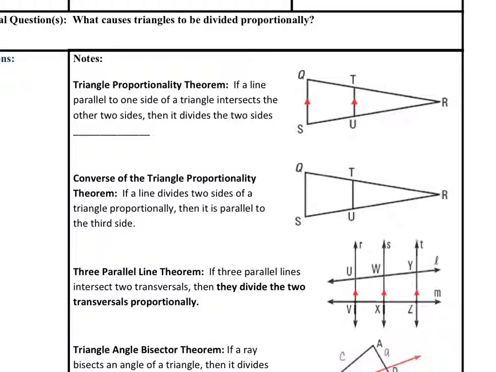This is supposed to say, if a line is parallel to one side of a triangle, and it intersects the other two sides, then it divides the two sides proportionally.